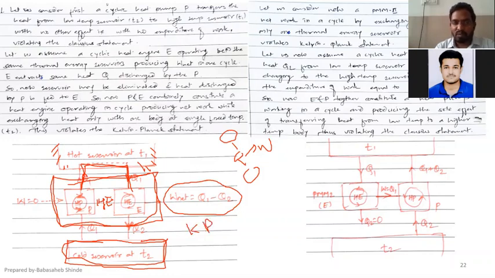So initially we considered one device that is violating the Clausius statement, and the ultimate result we have got is a violation of the Kelvin-Planck statement. Does anybody have any doubt in this one? You can unmute and ask, or else I'll move to the other part of the same proof.